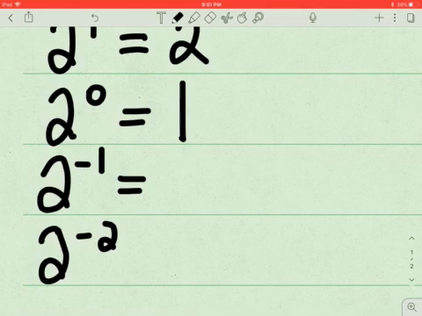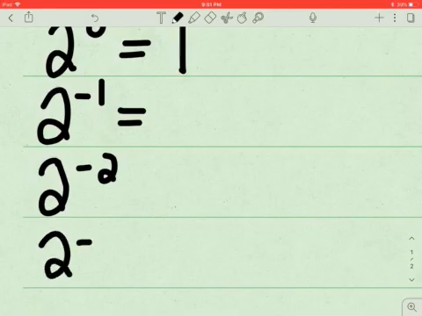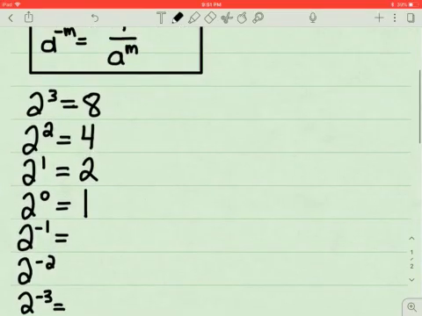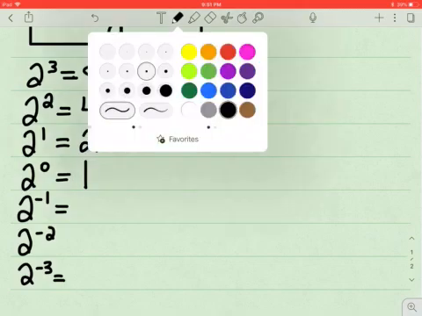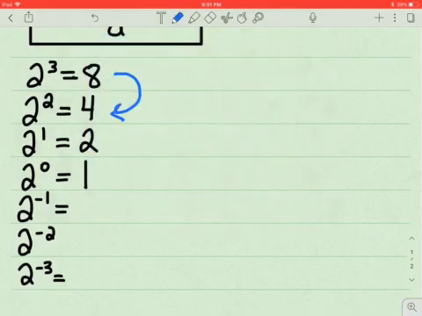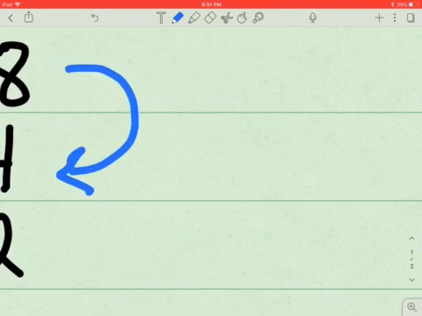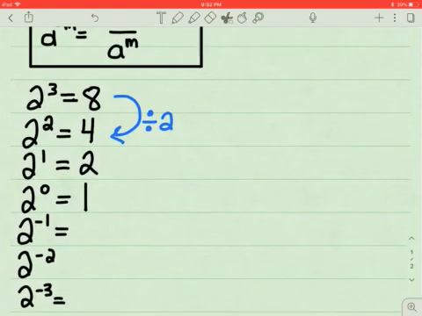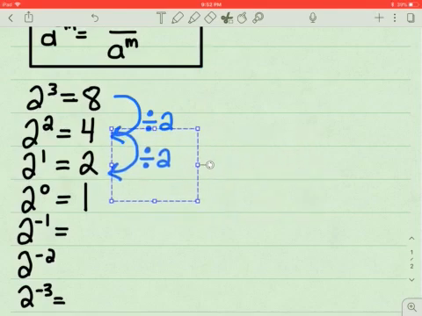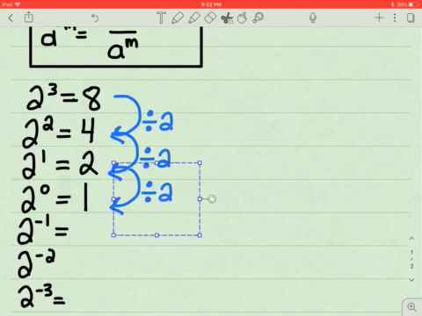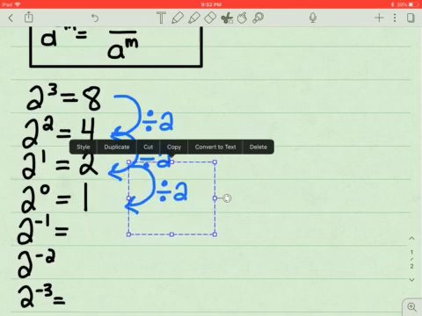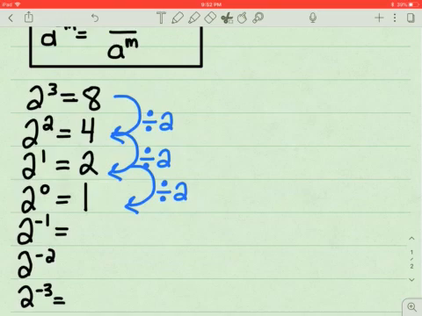2 to the negative first is the same as, before we get there, if you think back to 6th grade when I talked about this, I love math because it follows patterns. And if you guys notice, every time I go down a level, every time I lower my exponent by 1, I'm really just dividing my answer by 2. That happens every time I move down a level of my exponents. I divide by 2, divide by 2, and that's how I'm getting these answers. 8 divided by 2 is 4. 4 divided by 2 is 2. 2 divided by 2 is 1.